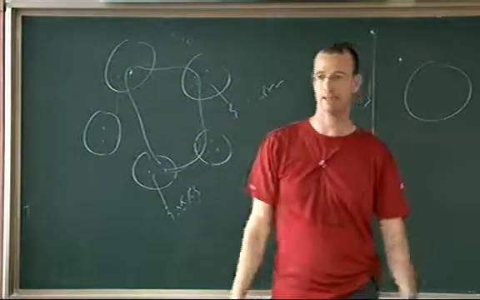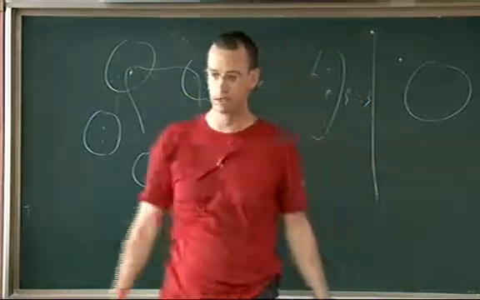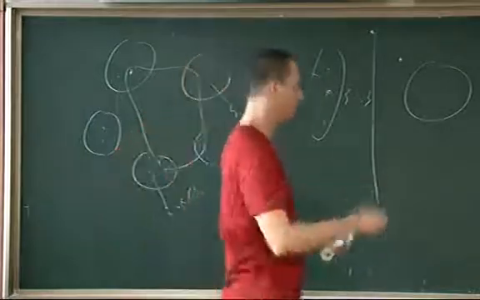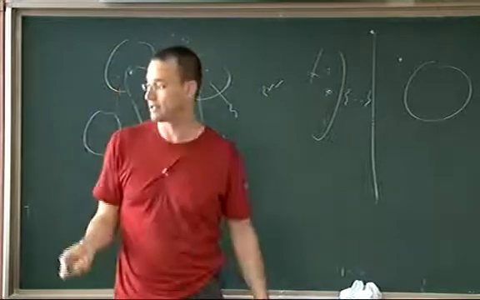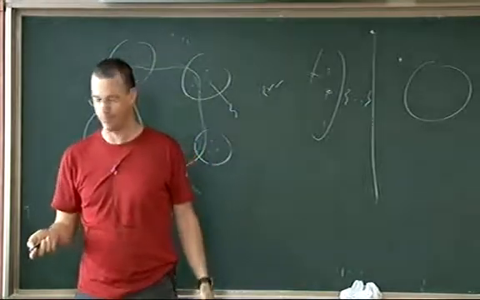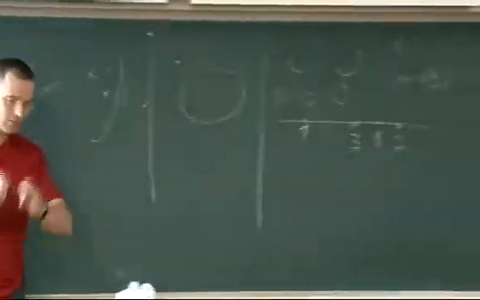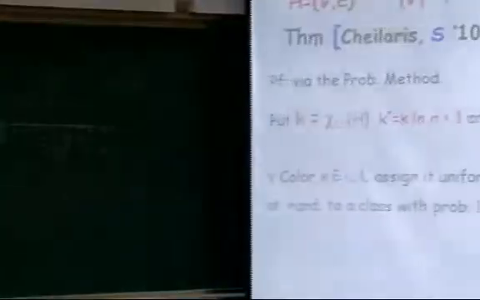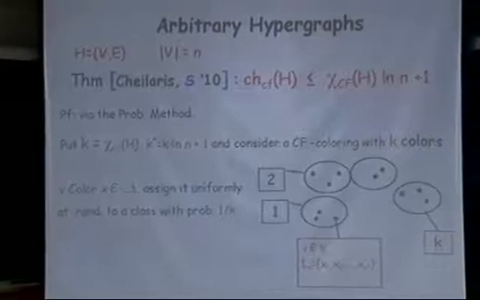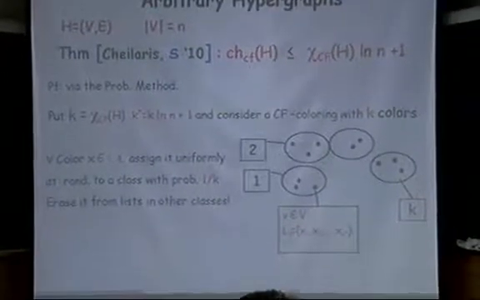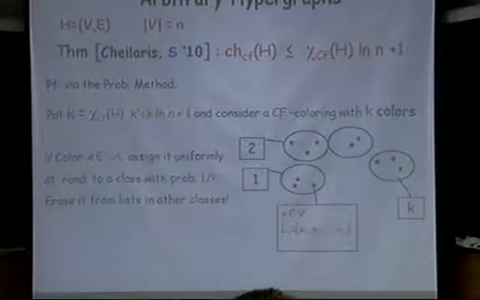We need to shrink the lists and make them disjoint for different color classes, and that's very simple. Here's the proof. The proof is by the probabilistic method. You go over all the colors that appear in the union of all the lists, and for each color you do the following independent random trial. You choose each class with probability 1 over k.